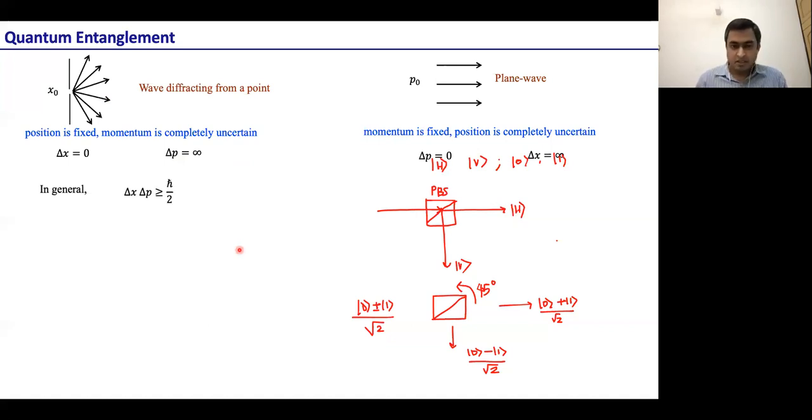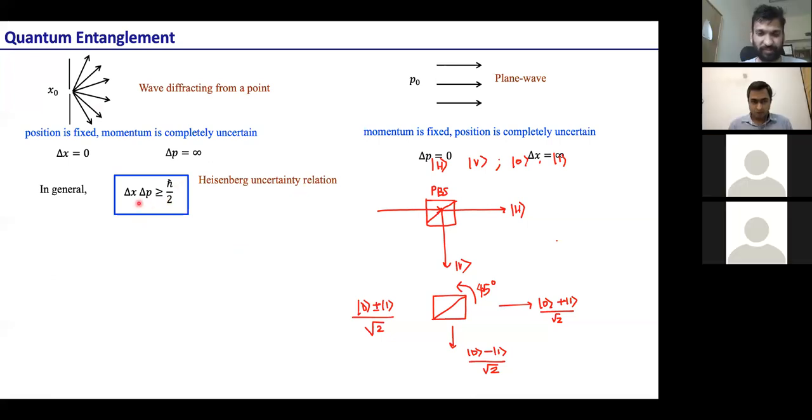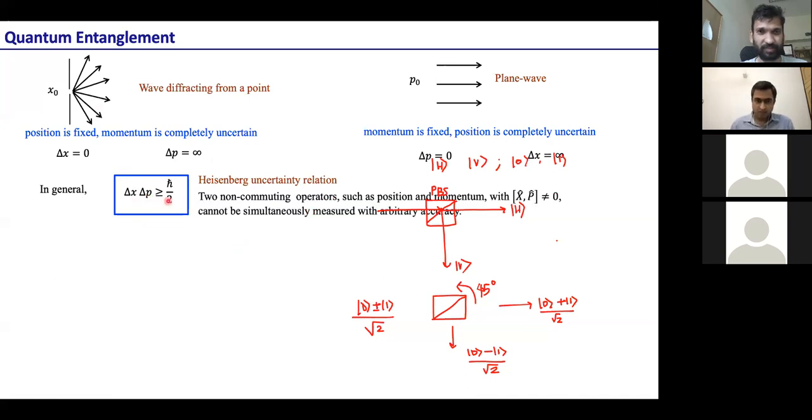But in general, this is what's called the Heisenberg uncertainty relation. This is also a particular example. In general, the uncertainty in position times the uncertainty in momentum has to be greater than h bar by 2. So you cannot measure position and momentum with arbitrary accuracy. This is called the Heisenberg uncertainty relation. You have a similar uncertainty relation for any two non-commuting operators, and position and momentum are two non-commuting operators. If they are non-commuting, they cannot be measured simultaneously with arbitrary accuracy. The maximum accuracy you get is decided by that inequality.